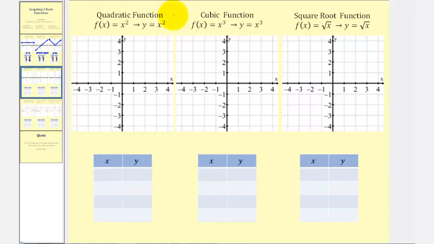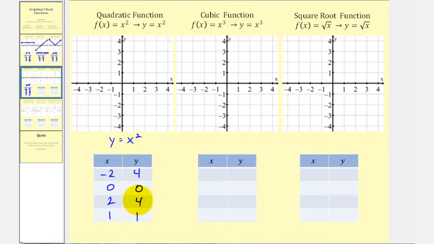Next, we have the quadratic function, or f of x equals x squared. To complete our table, let's use y equals x squared. Let's go ahead and use -2, 0, and 2. So if y equals x squared, -2 squared is positive 4. 0 squared is 0, 2 squared is 4. Let's go ahead and select one more value. Let's select x equals 1.